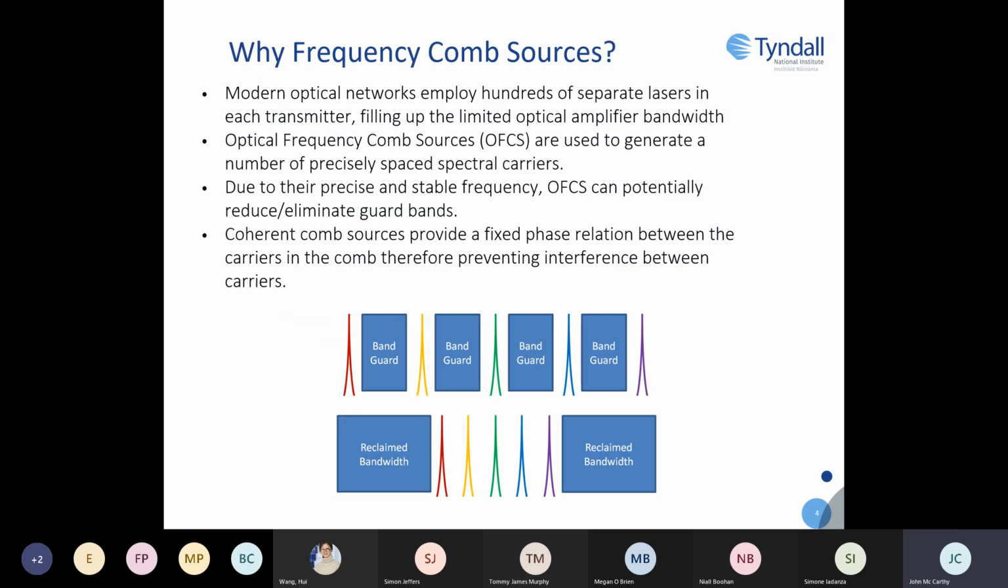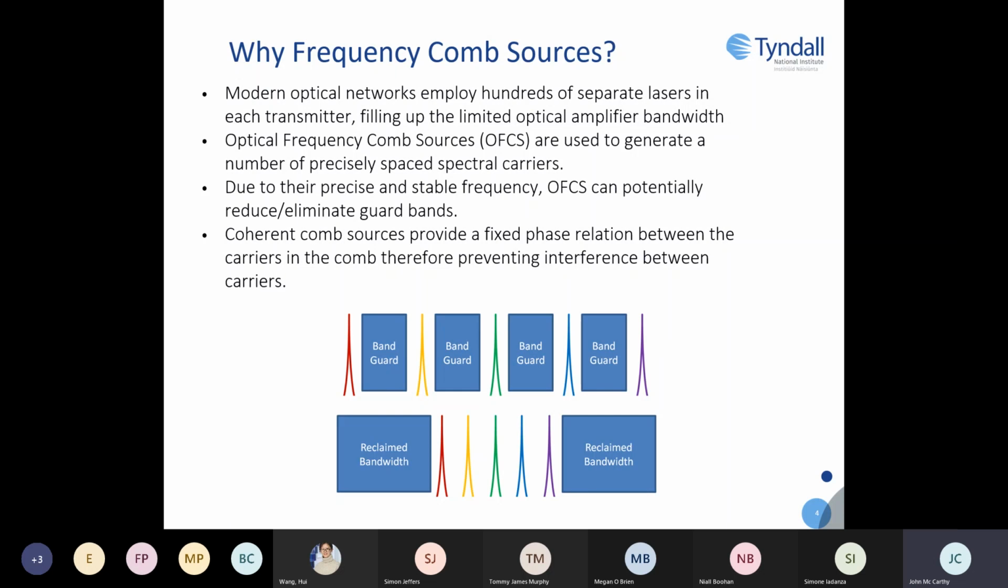So why do we want frequency combs? Well, modern optical networks use hundreds of separate lasers which fill up the limited bandwidth. The channels in the spectral bandwidth are separated by empty regions called guard bands. Their purpose is to prevent one channel from interfering with another. For example, if one channel begins to jitter, the guard bands are large enough that the jitter doesn't affect the next channel. The problem is that these guard bands are spectrally inefficient, and due to the increased demand, the bandwidth has become more and more limited.